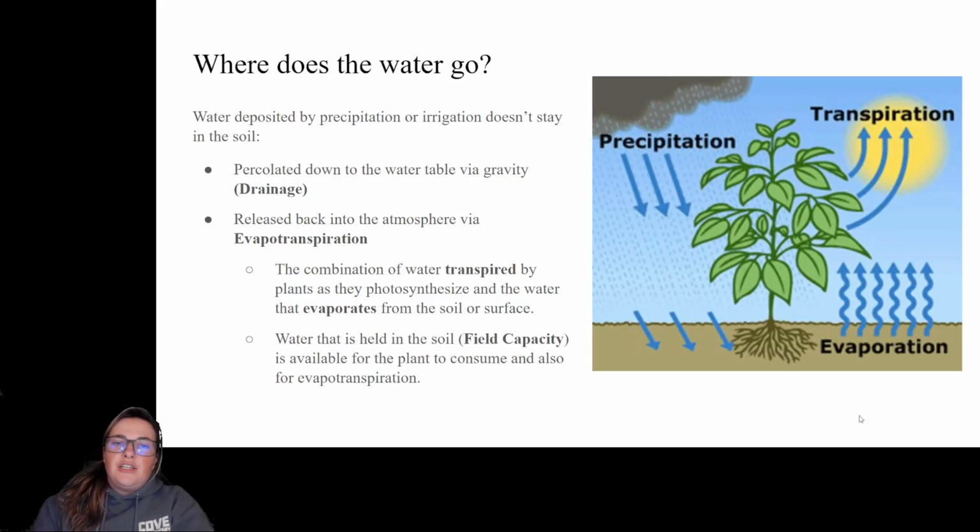So it's the combination of water transpired by plants as they photosynthesize and the water that evaporates from the soil surface as well. So the water that is held in the soil at field capacity is available for the plant to consume and also for evapotranspiration. So that's where all the water is going.